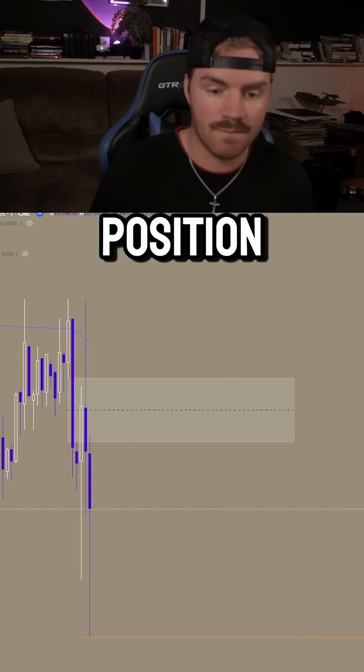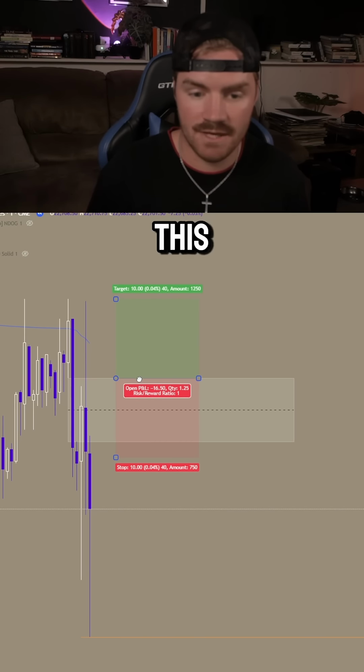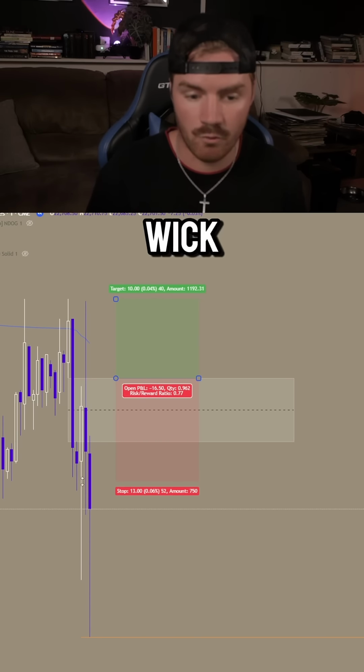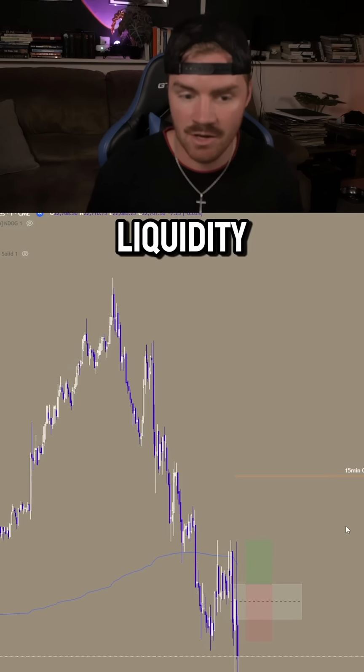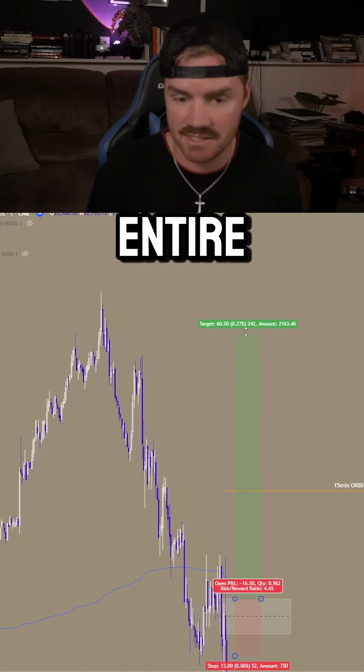So I'm going to grab my long position tool and put it at the top of this bearish fair value gap, keeping my stop below the wick of that FVG. And then we're going to be targeting buy side liquidity, which would be our swing highs of this entire range.